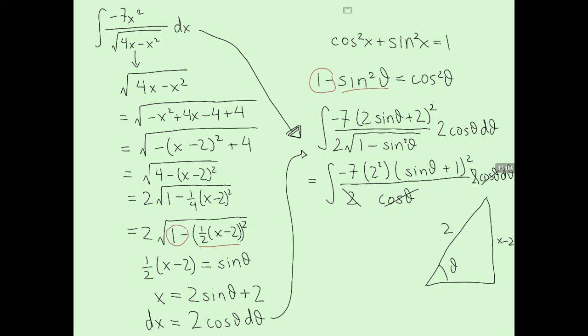From trigonometry, you know that sine of theta is opposite over hypotenuse. So sine theta in this case is going to be x minus 2 over 2. And by the Pythagorean theorem, we know that this adjacent side is going to be the square root of 4 minus x minus 2 all squared. But we also know that this is equal to this equation down here, and this is also equal to this denominator. So we can just write that as 4x minus x squared.